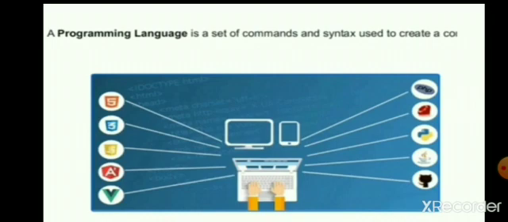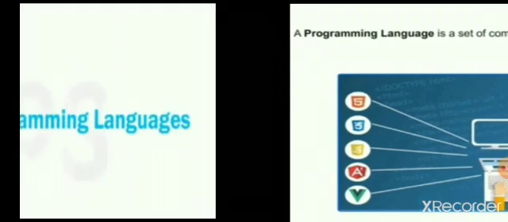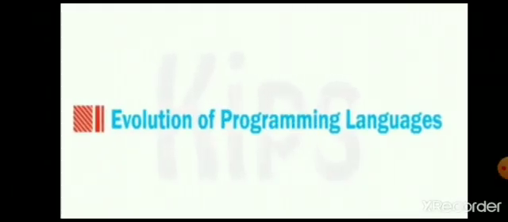Suppose Java has its own syntax, Java has its own grammar, like every line should end with the terminator, that is semicolon. So in each way, every programming language has its own syntax. It means each programming language has its own grammar. Okay. Now, evolution of programming languages.